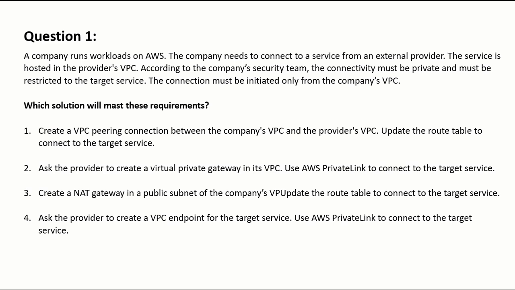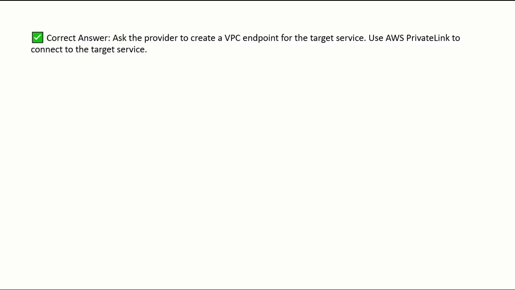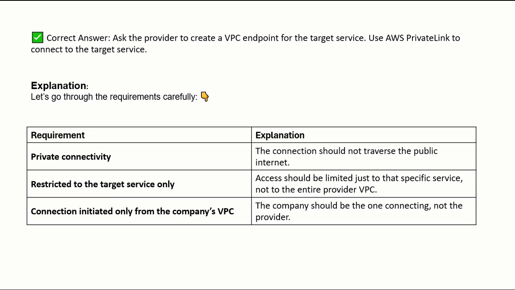And number four: ask the provider to create a VPC endpoint for the target service and use AWS PrivateLink to connect to the target service. Okay, so what is the correct answer? Ask the provider to create a VPC endpoint for the target service and use AWS PrivateLink to connect to the target service. Let us go through the requirement carefully.